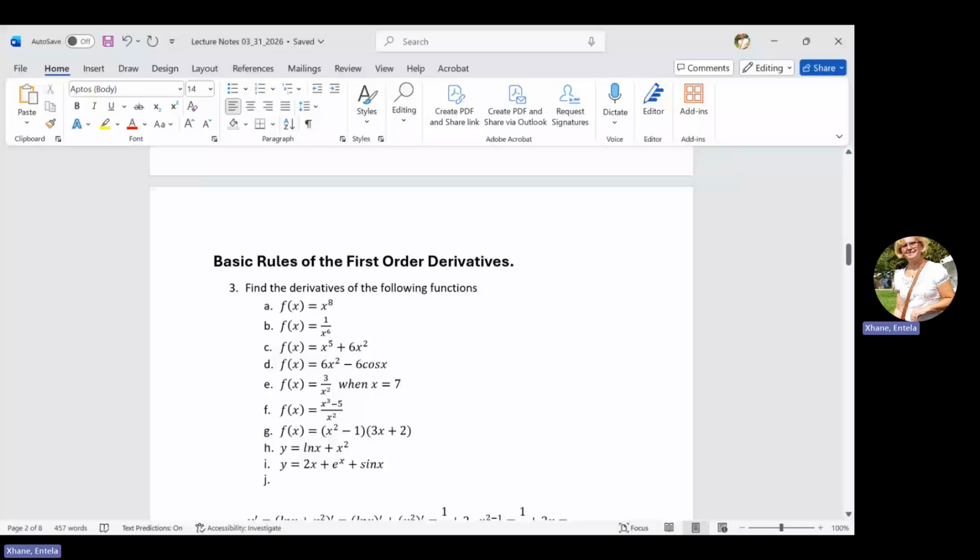And that's going to be basic rules of the first order derivative. So let me access the file. Once I finish going over this, the file will be posted, and this one has information of recording part 1 and recording part 2. So what are the basic rules? I'm going to go over the basic rules of the first order derivative. You see some of them highlighted.